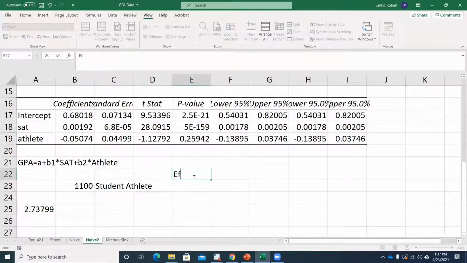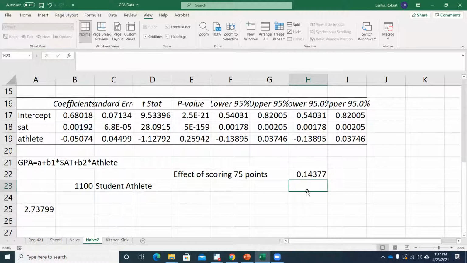Well, if I want to know the effect of scoring 75 points higher, how would I do that? If I know the effect of 1 point, the effect of 75 would just be to take that 1 point and multiply it by 75. So I can get the effect of scoring 75 points higher on the SAT pretty quickly. Okay? So that was some stuff that we did last class, but I just wanted to go over it again with this regression that had fewer variables in it.